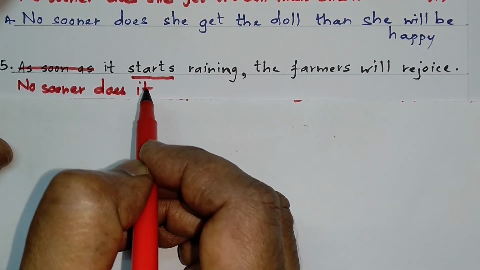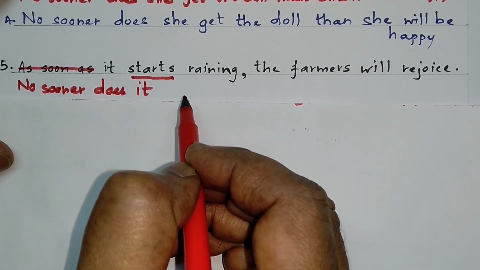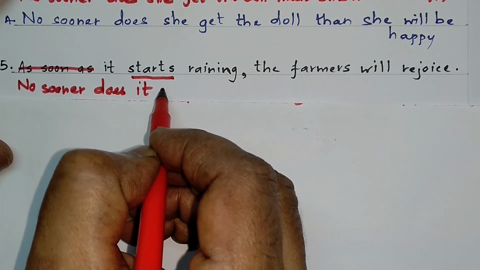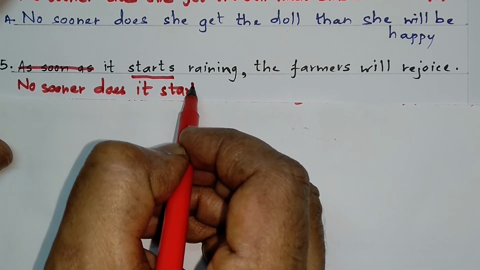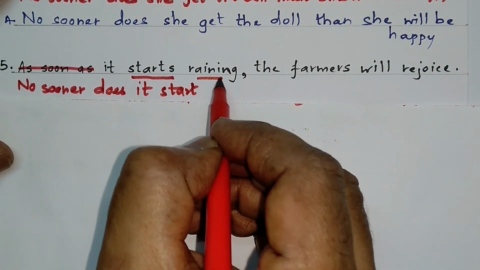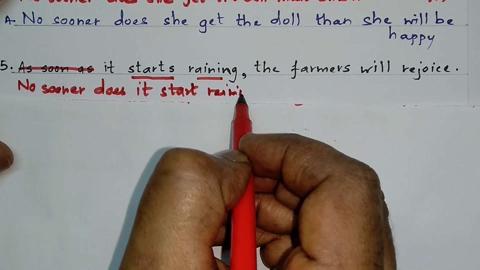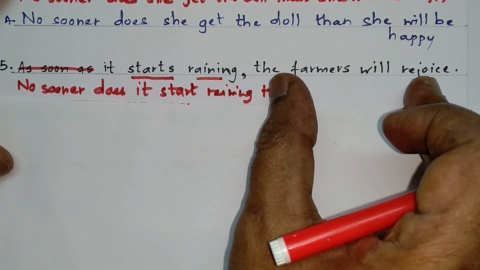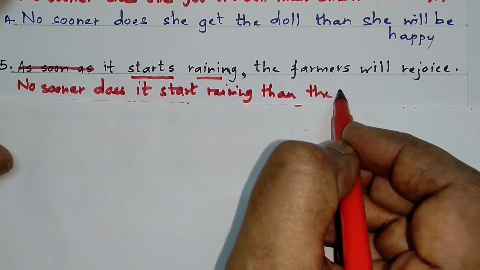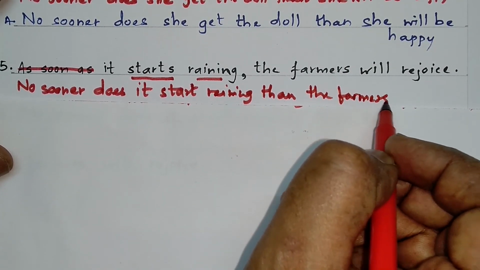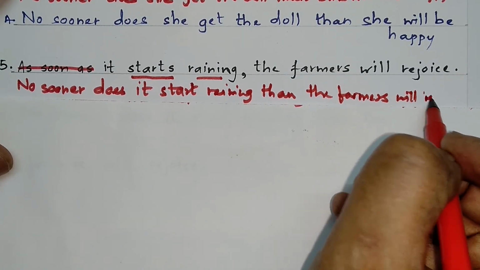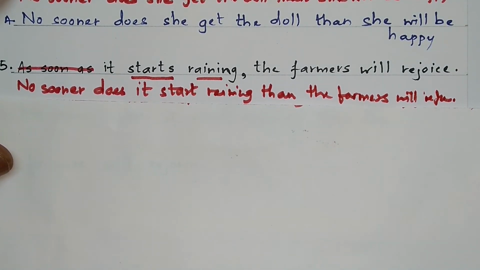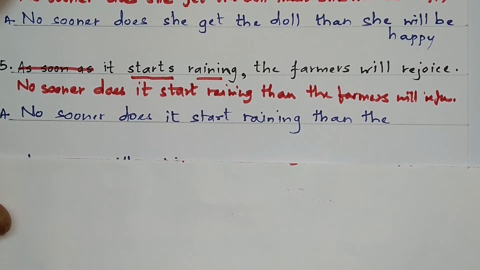The subject here is it. Now we have to use the base verb of starts. The base verb of starts is start. The remaining part, that is raining, replace comma with than, and the other part of the sentence we have to copy the same. Here we don't have to do any changes. So the answer is no sooner does it start raining than the farmers will rejoice.